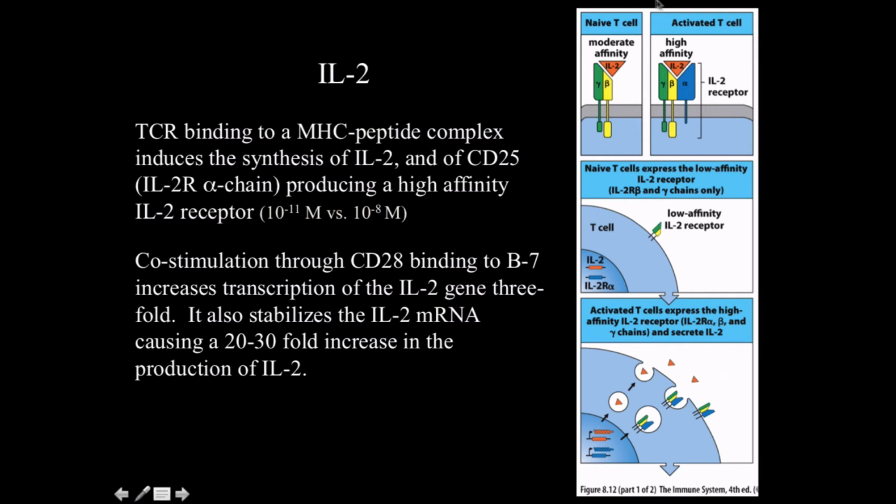Okay, so interleukin 2: as we talked about later, the T cell receptor binding to an MHC peptide complex induces, so notice it's just the T cell receptor and MHC, the synthesis of interleukin 2 and CD25, which is the alpha chain of the receptor for it. One of the things we want to notice is that this is an autocrine type of function. It's going to make cytokines that are not only going to act on others, but mostly act on themselves, right? And produce a very high affinity for it.